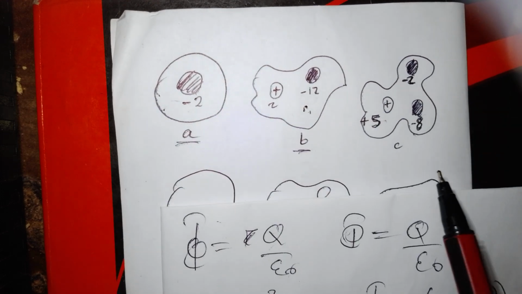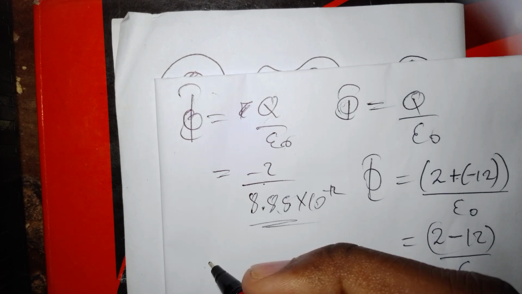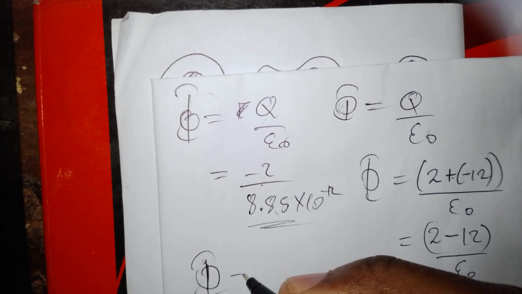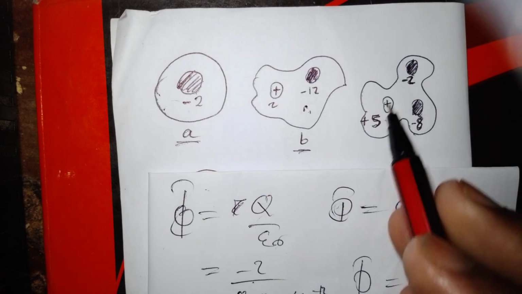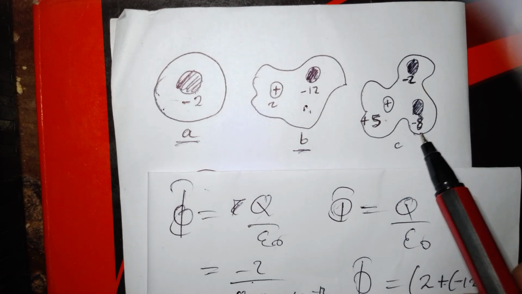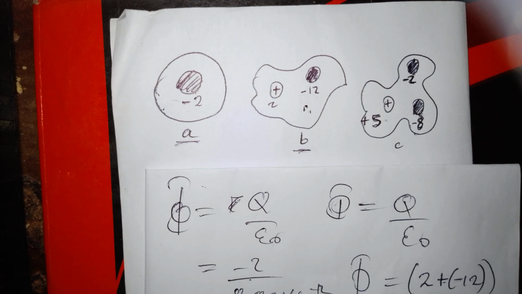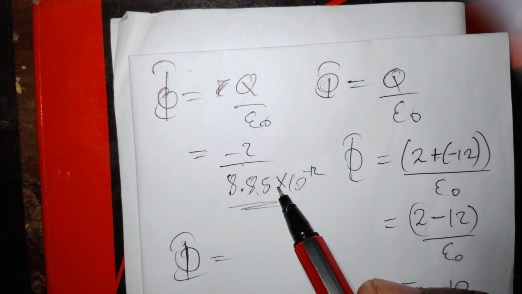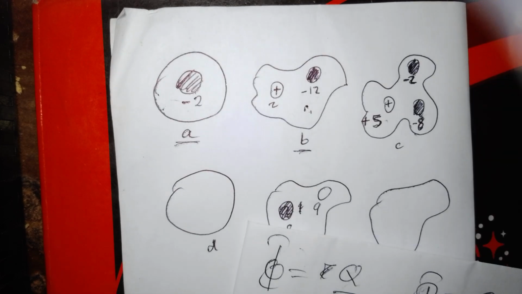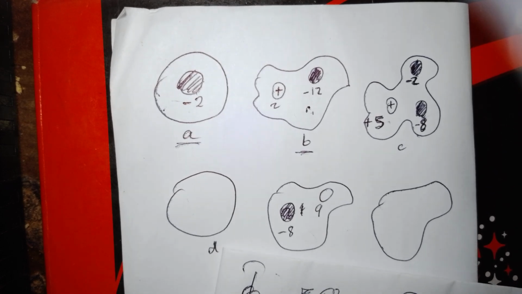So what is the electric flux here? You can pause the video, but I think you can just try this out. That would be 5 plus -2 plus -8, divided by 8.85 times 10 to the power negative 12. Then you do the same. Now, as you may see here, there's no charge inside. What is the electric flux?